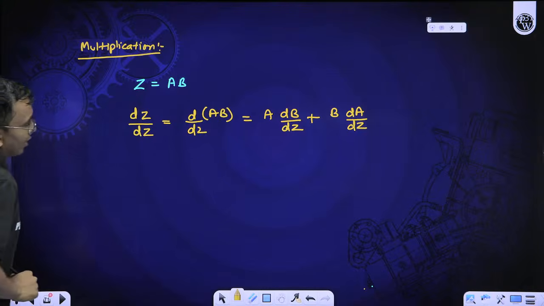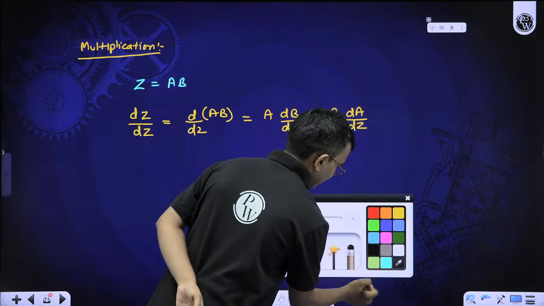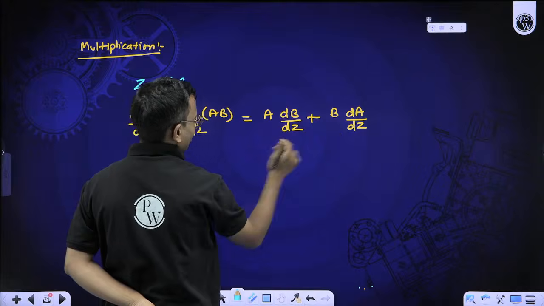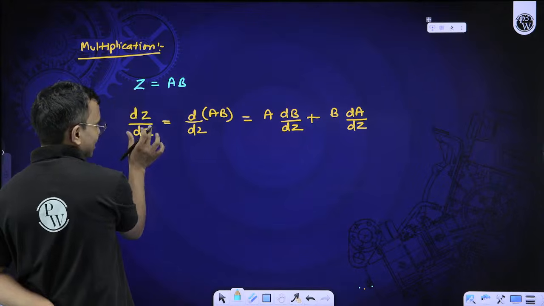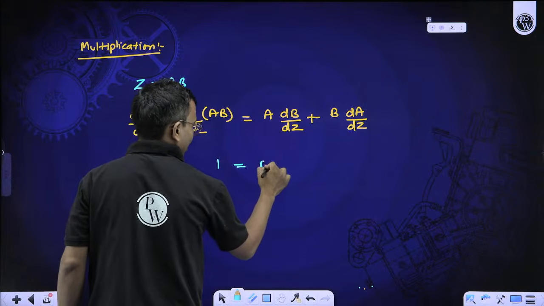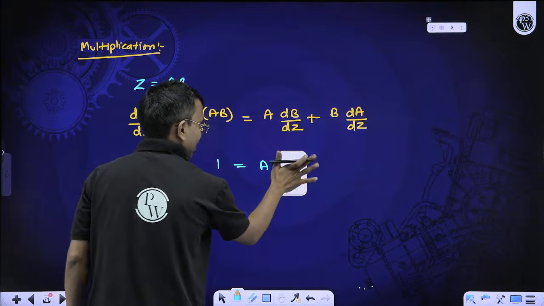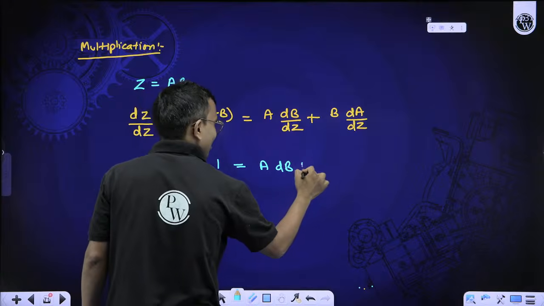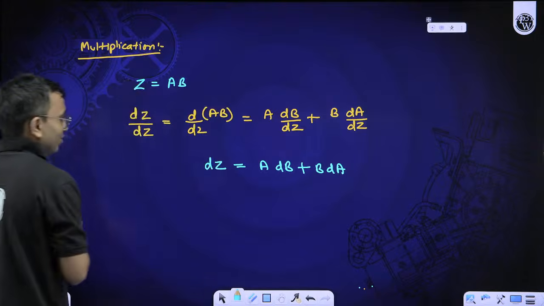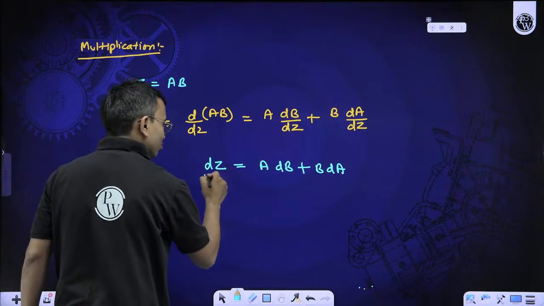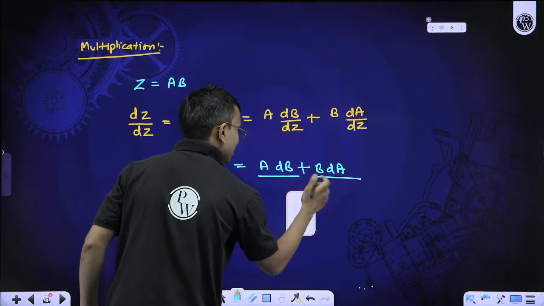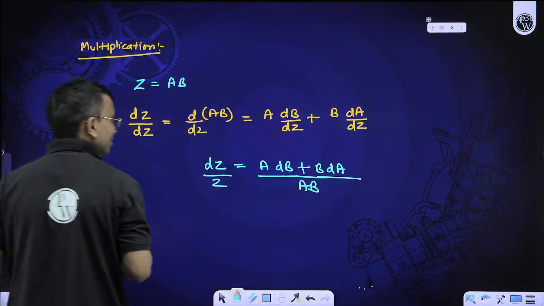Now see here carefully. Here it is a db by dz, here it is b da by dz, here this is dz by dz. Differentiation of z with respect to z is 1 only. So 1 is equal to a db by dz plus b da by dz. dz I can take on the left side, so dz is a db plus b da. Divide with z both sides. Can I write this z as ab? Yes, z is equal to ab. You can write this as ab.